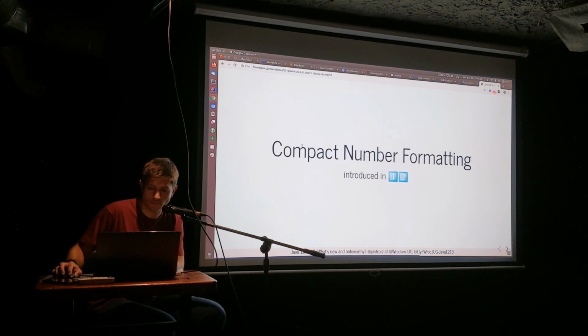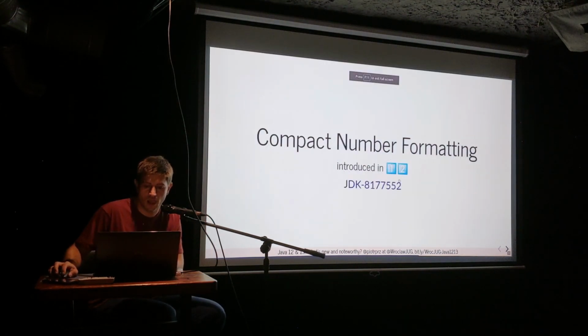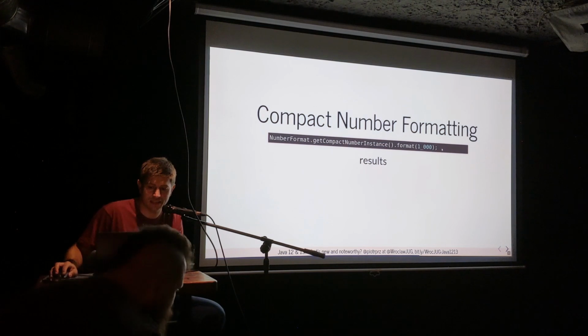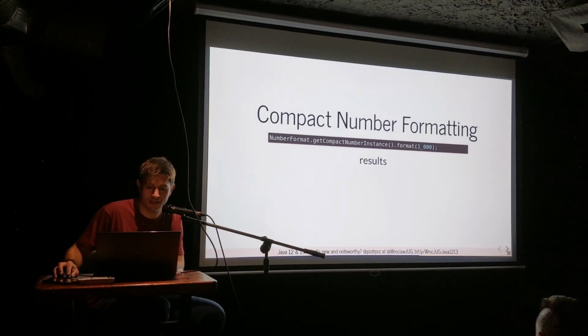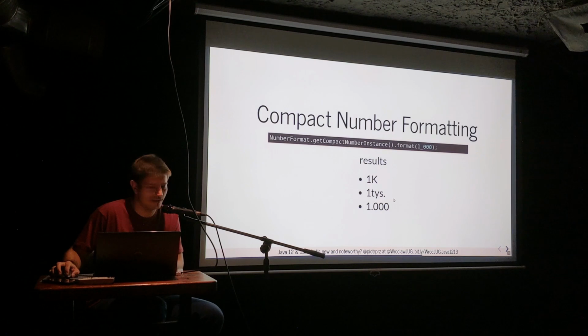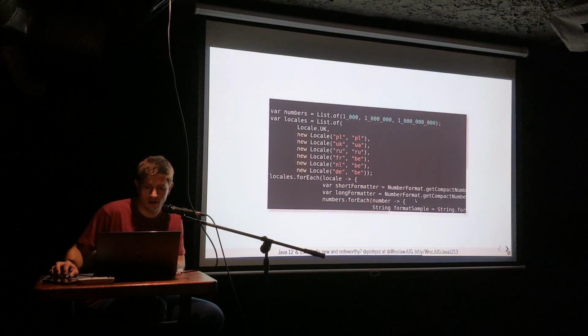Compact number formatting was introduced in Java 12. There was a ticket for this. So the idea is that when you get a compact number instance from NumberFormat, you can format numbers for short displays or whatever, where you'd like to abbreviate them. So for some languages, it will result as 1K. In Polish, it will result as 1 tys. Mind you, there is no tyś, but tys. Right? Or in German, this would be like this.